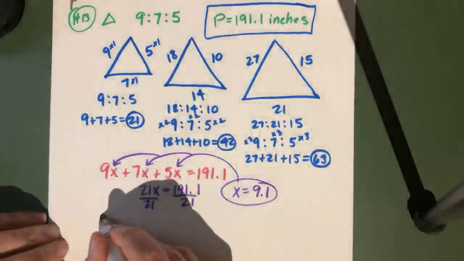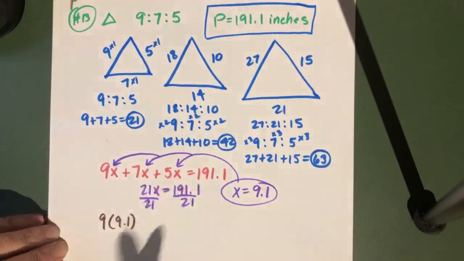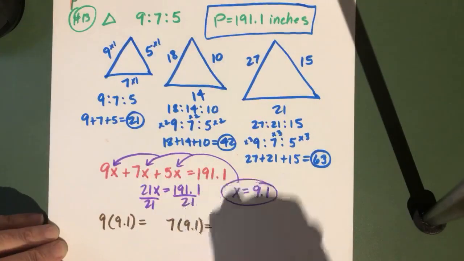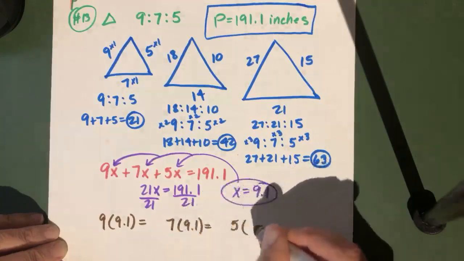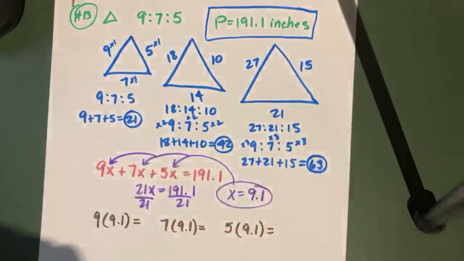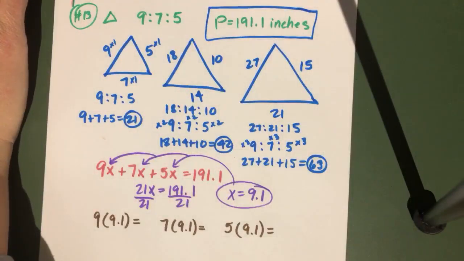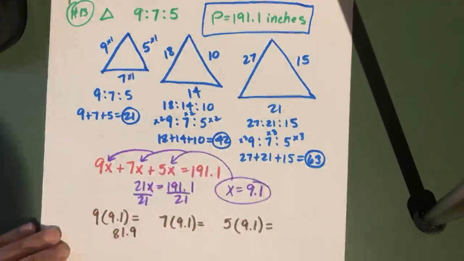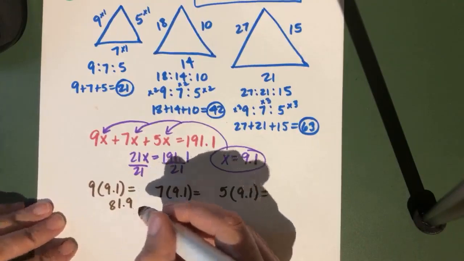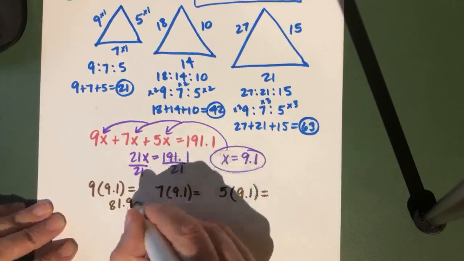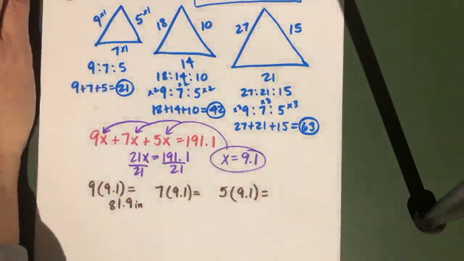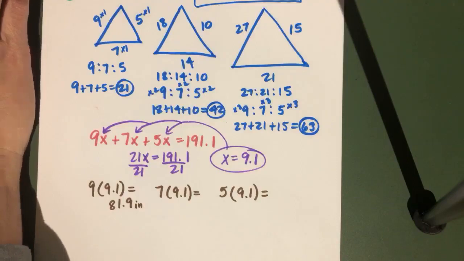So I'm going to do 9 times 9.1, and that's going to give me one side. I'm going to do 7 times 9.1. That's going to give me the second side. And I'm going to do 5 times 9.1, and that's going to give me the third side. And again, I'm going to use my calculator because I don't want to think tonight. 9 times 9.1 is 81.9. Okay, and remember, we are looking at our units here. Don't forget your units. The units are inches. I know this question's taking a little bit longer than some of you probably wanted it to, but I wanted to explain to you why we solved it the way we did, okay?